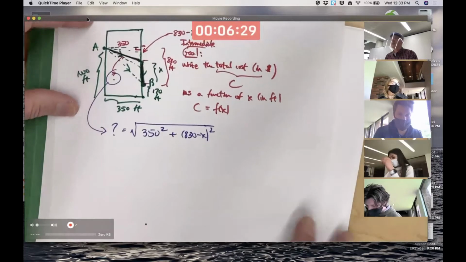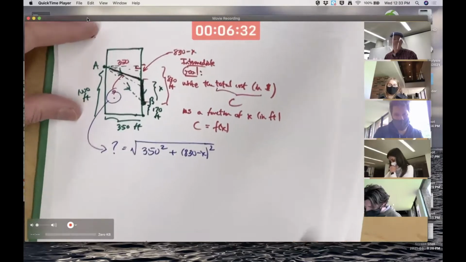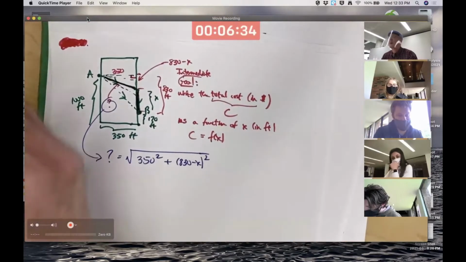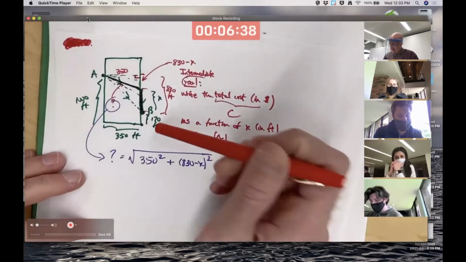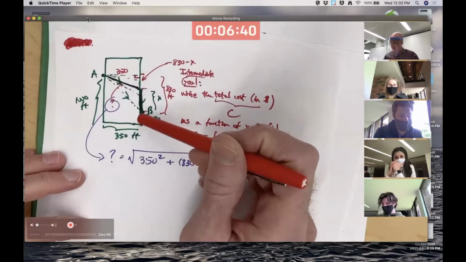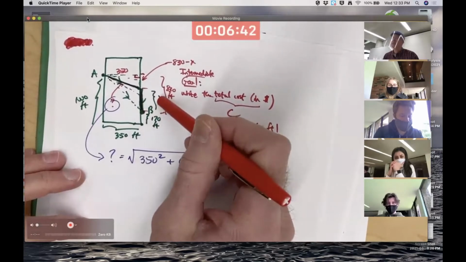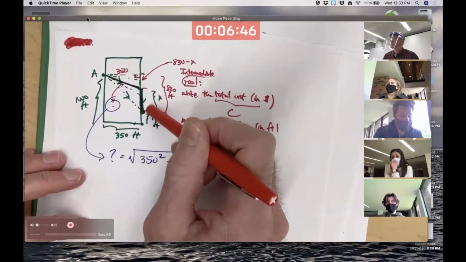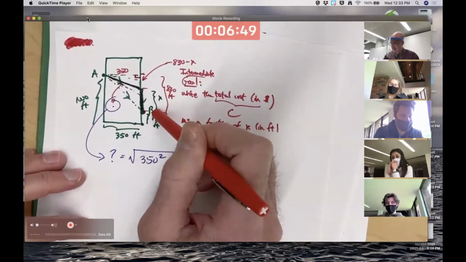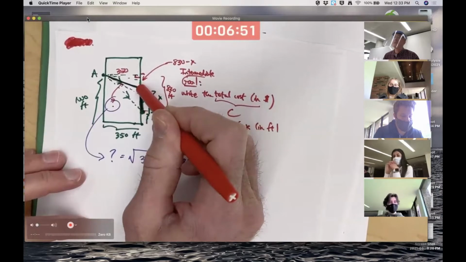So this was the drawing that I made on Monday, modeling the wetlands as a rectangle. And the real issue was, how big should X be to minimize cost? Where X is this vertical distance in the north-south direction from B up to the spot where the pipeline would go into the wetlands.